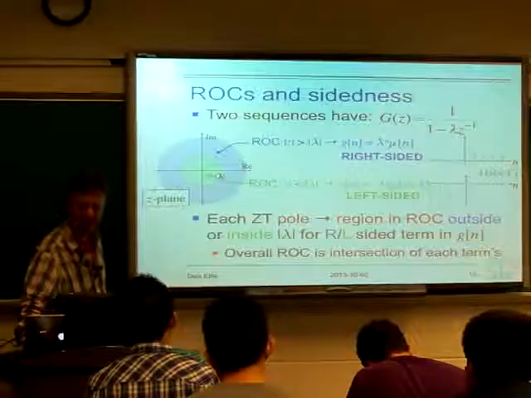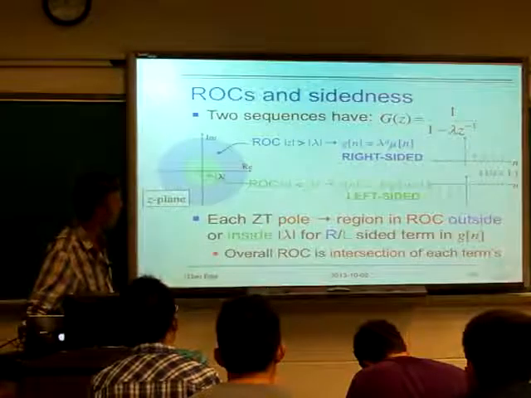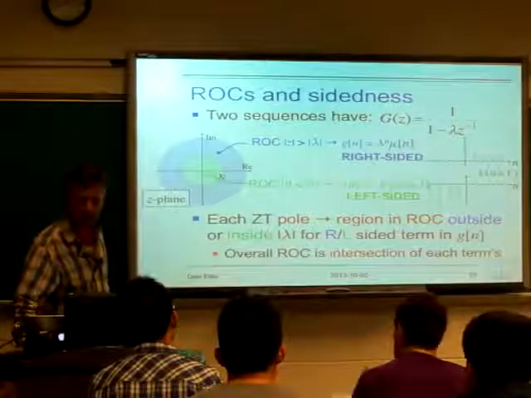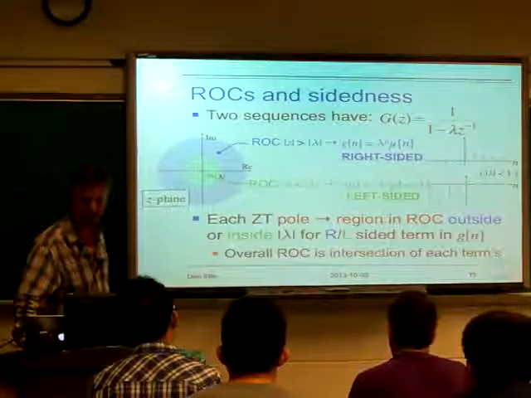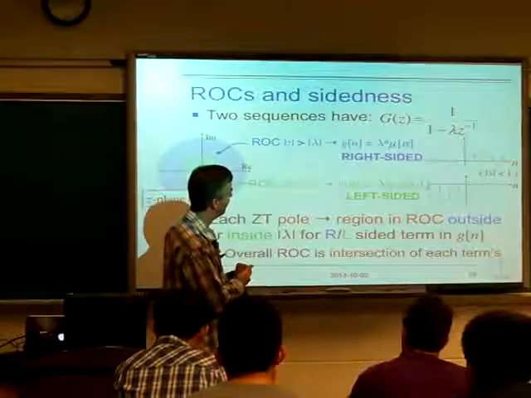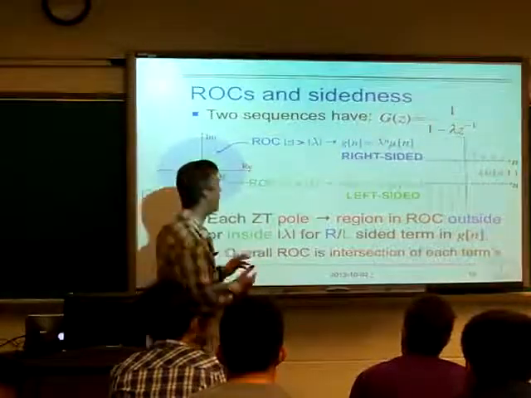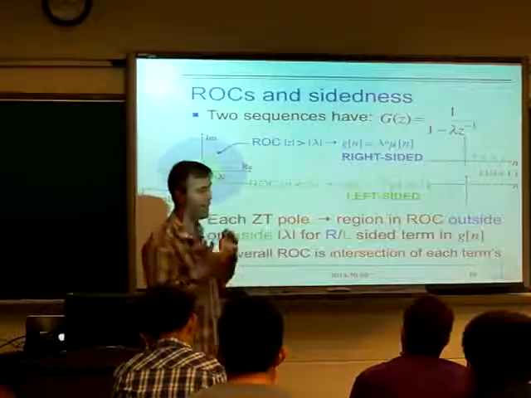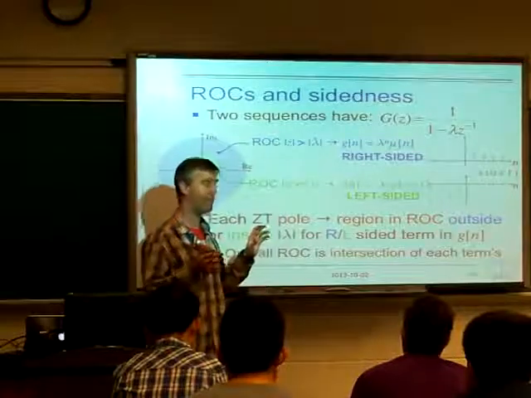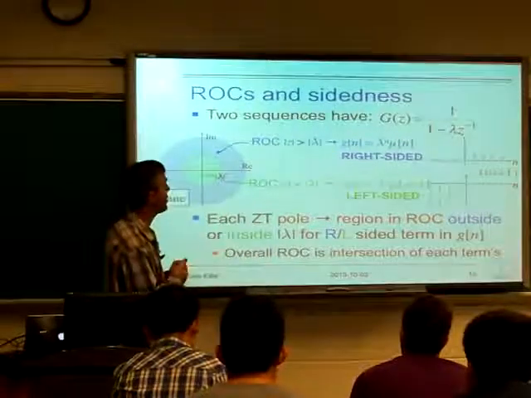Okay, let's just look at this. Now I'm thinking that the sequencing of these slides isn't as good as it could be. But let's just look at this again to cement this idea. This idea of sidedness and regions of convergence, and different sequences having possibly the same closed form expression that applies over different regions.